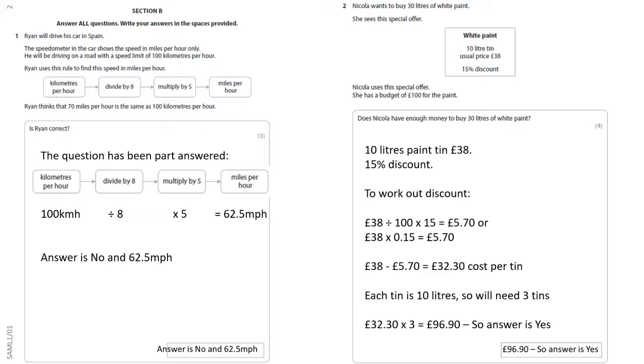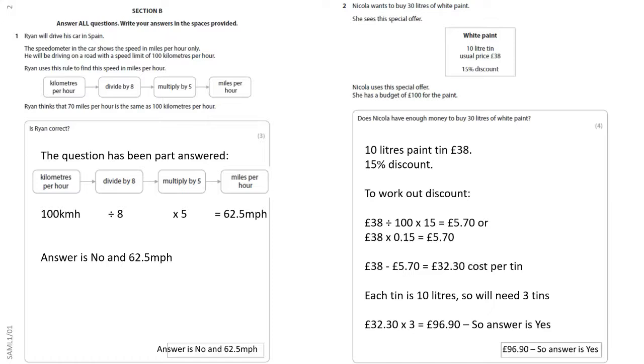So, section B, here we go. So, Ryan will drive his car. Now, what we've been given here is, again, the equation that we can use. So it's not so complicated as it might appear. So we've got our speed, and that's what we need to get our miles per hour. So how I've done it here, as you can see, I've done the kilometres an hour, put it underneath, divided by 8, multiplied by 5, gives us 62.5 miles an hour. So the answer is no at 62.5. But when you get questions like this, look at the flowcharts or models that you've been given, look at the figures and correlate it in, and you'll find that the question will answer itself for you.